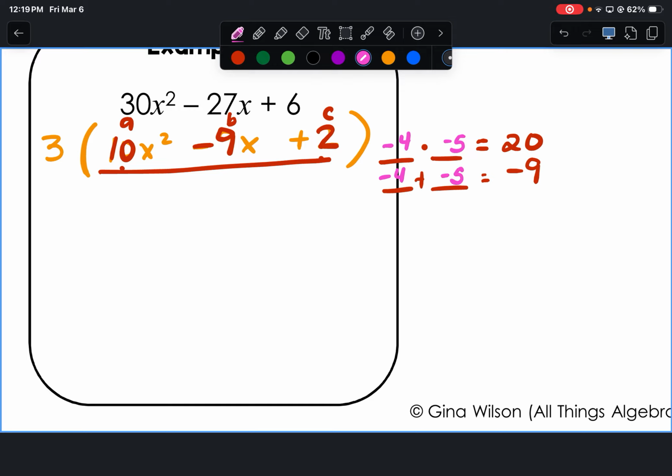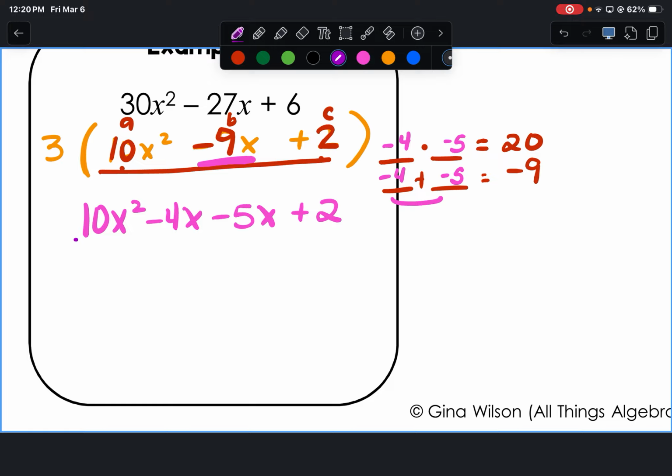Okay, so from here, can I use the shortcut? No. When you cannot use the shortcut, you have to set it up to do grouping. To do that, you replace your middle term with your 2 new factors. So you're going to do 10x squared minus 4x minus 5x plus 2. And then we just factor by grouping.